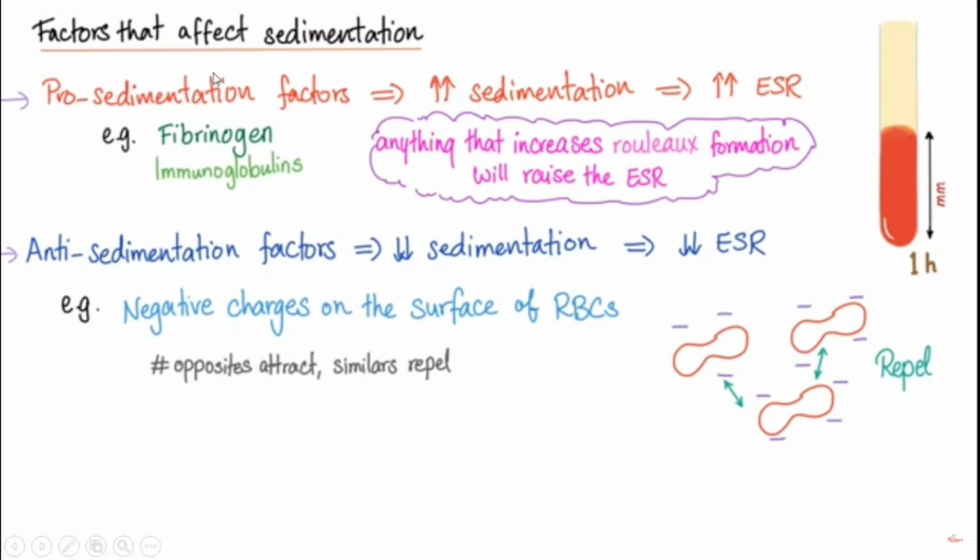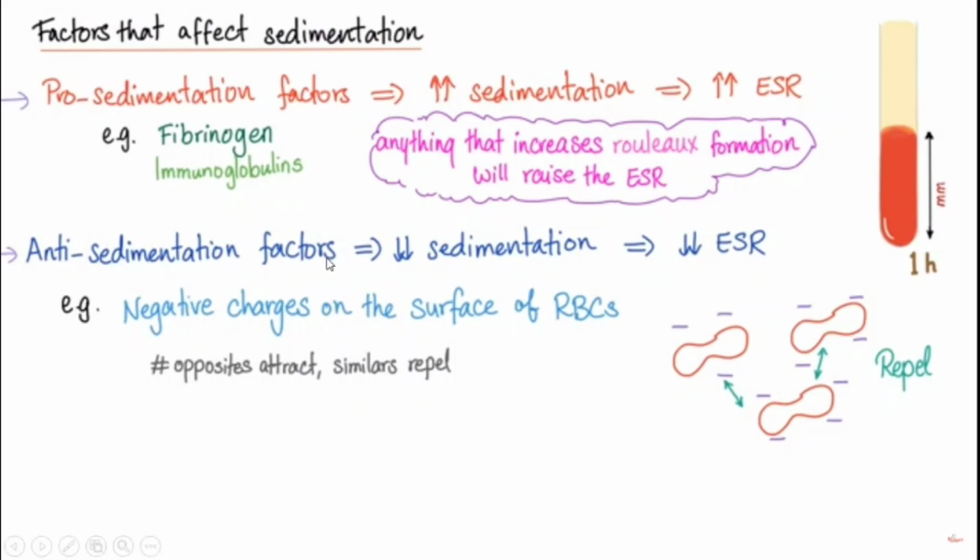So the factors that affect the sedimentation: there are the pro-sedimentation factors, which increase the sedimentation and increase the ESR, and there are anti-sedimentation factors, which decrease the sedimentation and decrease the ESR. So the pro-sedimentation factors are the fibrinogens and the immunoglobulins. So any plasma proteins will increase the sedimentation or increase the ESR. Why? Because the presence of the plasma protein in the blood will increase the rouleaux or the stacking or the piling up of the RBCs on each other. So that will definitely then increase the ESR.